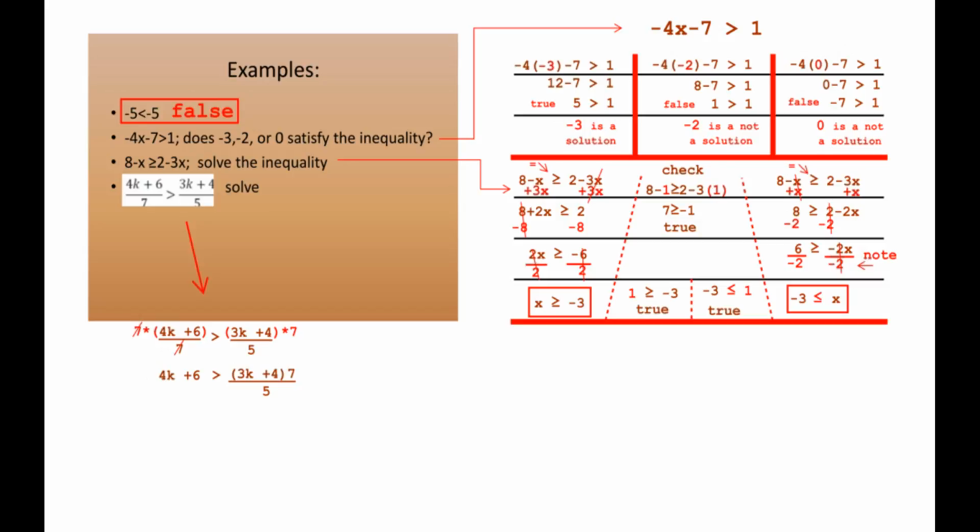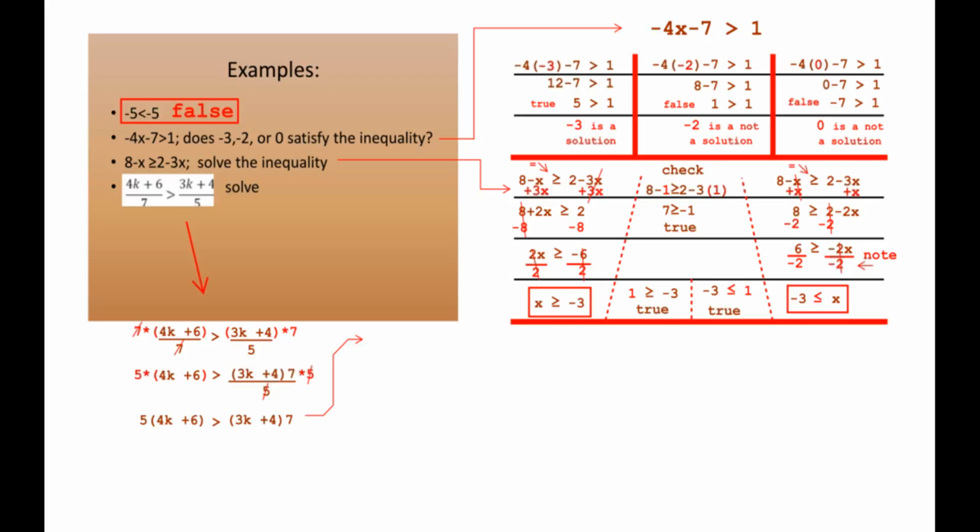Now, the 5 is the only one that's left that could make it look a little more complex. That's because it's a fraction, right? But otherwise we can get rid of it. Since it's dividing, opposite, multiplication. What we do to one side, we gotta do to the other, right? Now notice, on the right side, 5 divided by 5, because 5 is multiplying and 5 is dividing, cancels out. And now that gives us 5 times in parentheses, 4k plus 6, is greater than 3k plus 4 in parentheses times 7.